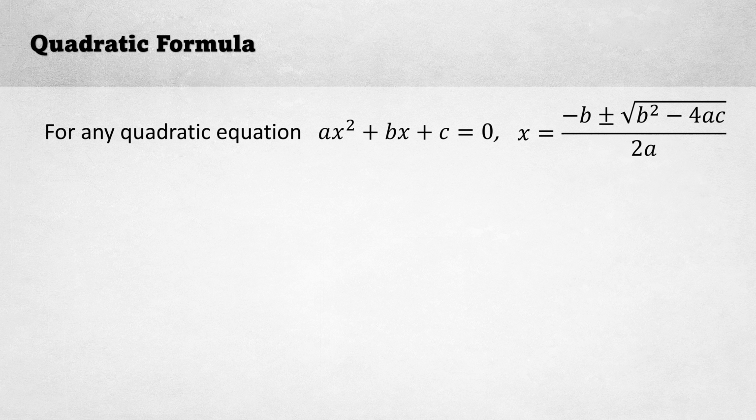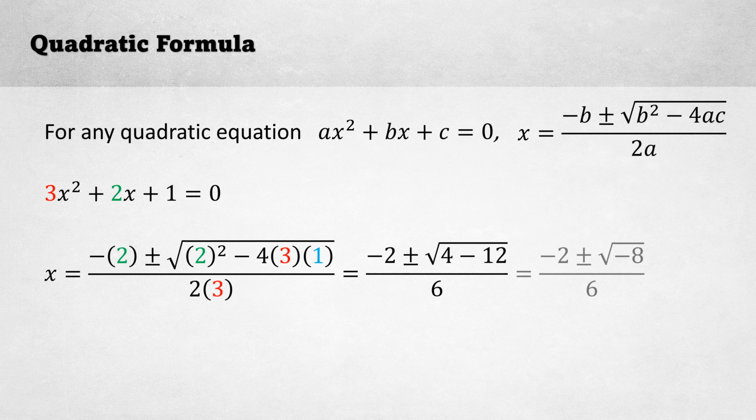So we can use the quadratic formula to solve the equation 3x squared plus 2x plus 1 equal to 0. We can see that a equals 3, b equals 2, and c equals 1. And substituting all of these values into the formula and simplifying it, we get -2 plus or minus the square root of -8 over 6.